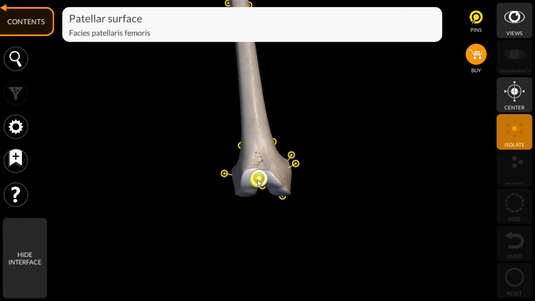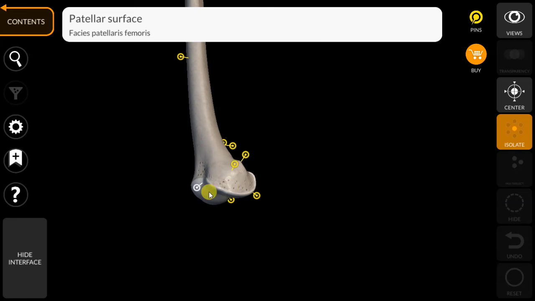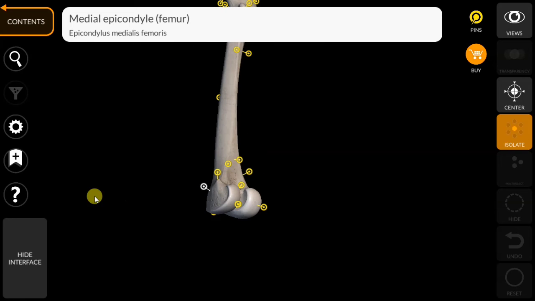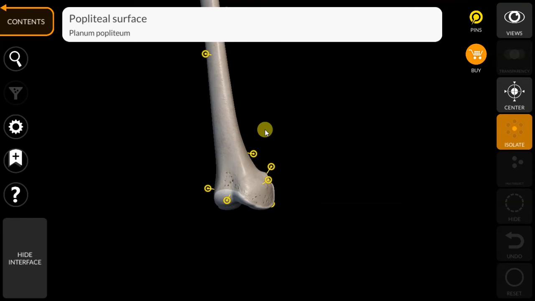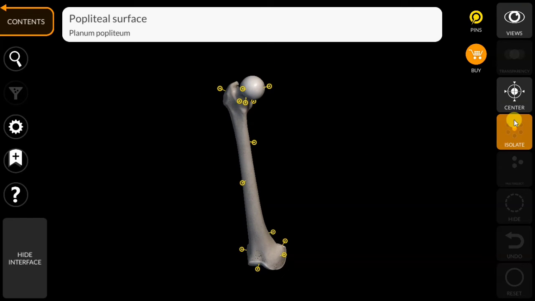We have discussed the patellar surface. There is an epicondyle. This is the medial condyle. This is the lateral condyle. Between the two condyles there is the intercondylar fossa. There is an intercondylar line. There is a popliteal surface. So this was all about the femur.